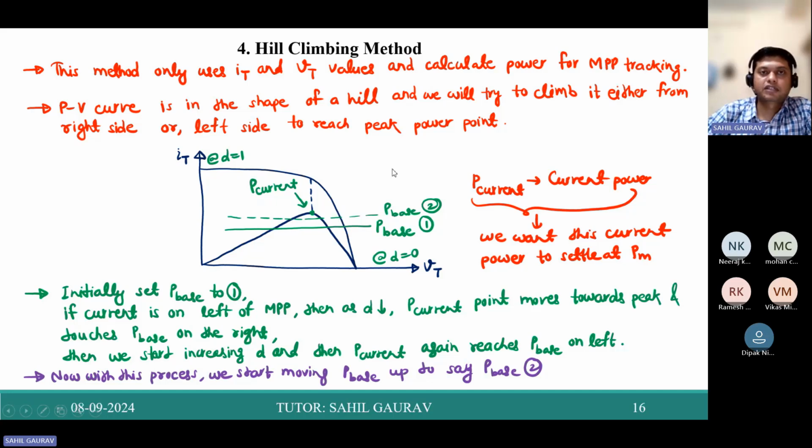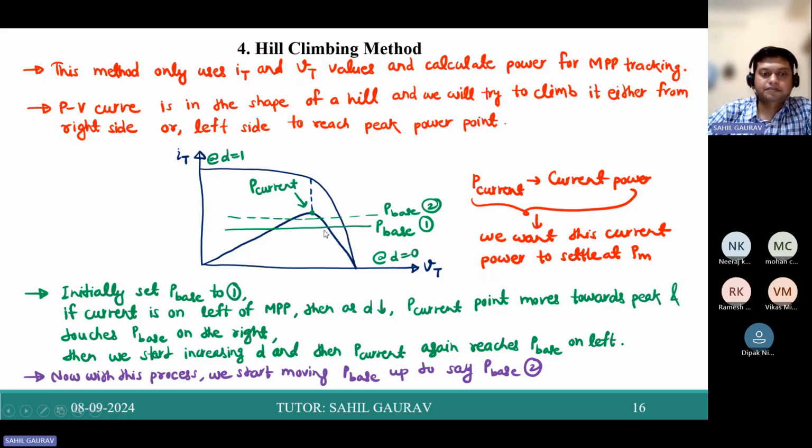We will see the block diagram for this hill climb method also. So this P current point moves towards the peak and touches P base on the right. Then, since it touches P base on the right, we again start increasing D. So P current again moves towards the left side, and again it reaches P base on the left side. It keeps moving along the line above P base.